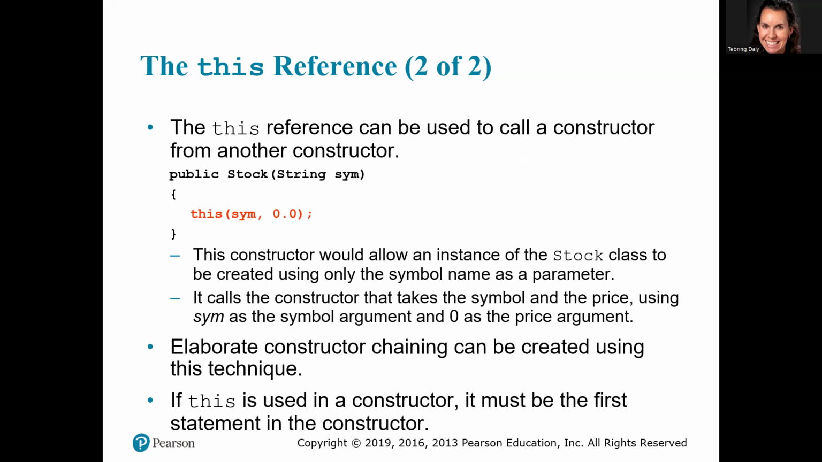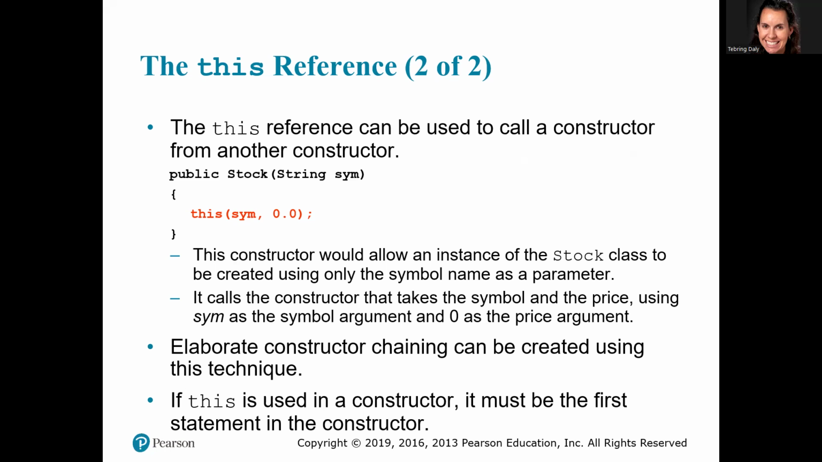But if you knew that another constructor had that and you just want to use it, you can call the other constructor by saying this and pass in this one and then pass in the other one, and it'll set that field at 0. Now, are you going to do that? Probably not. But it saves some time because now you don't have to set the symbol as the symbol and then set the price as 0, because now you're sending it to the other one.